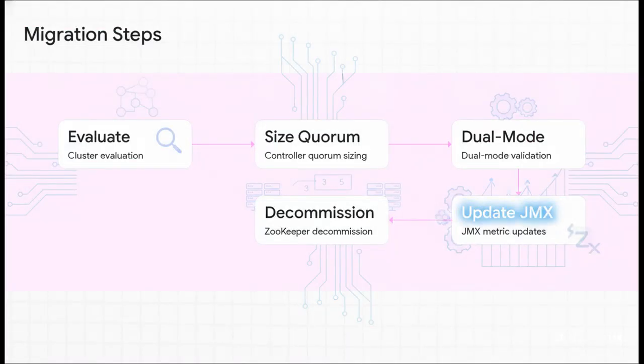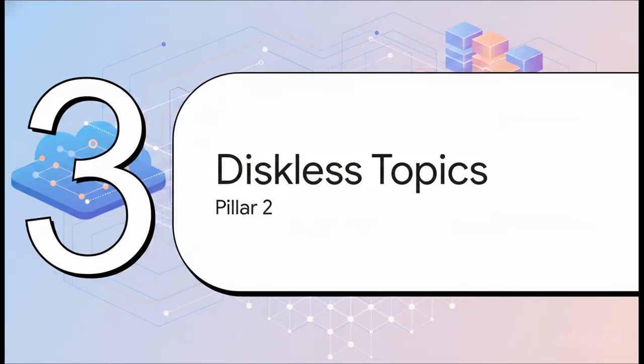Now, if your team is planning to migrate from 3.x to 4.x, you have to run KRaft as a prerequisite before the upgrade. You'll evaluate your cluster, size your controller quorum, which is usually 3 or 5 dedicated nodes, and run in dual mode to validate that metadata sync. But pay really close attention to step 4 here, JMX metric updates, because the legacy metric namespaces change entirely when you move from ZooKeeper mode to KRaft mode. You absolutely must thoroughly review and rewrite your dashboards and alerting rules before you go ahead and decommission ZooKeeper in step 5. Pillar 2, diskless topics for storage.